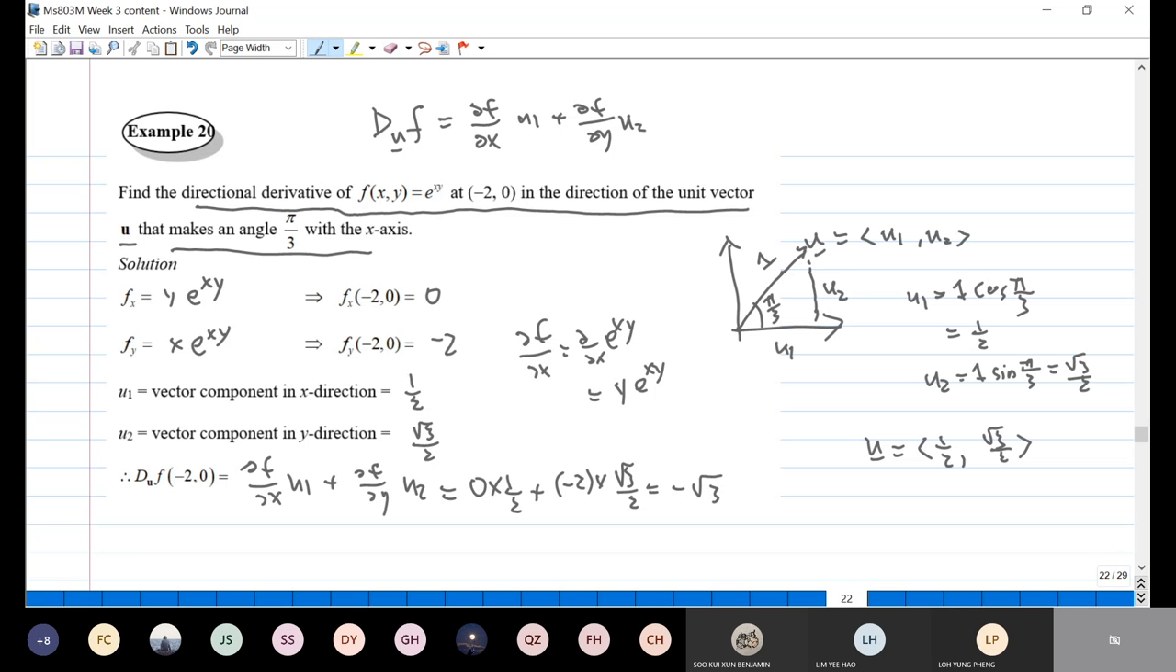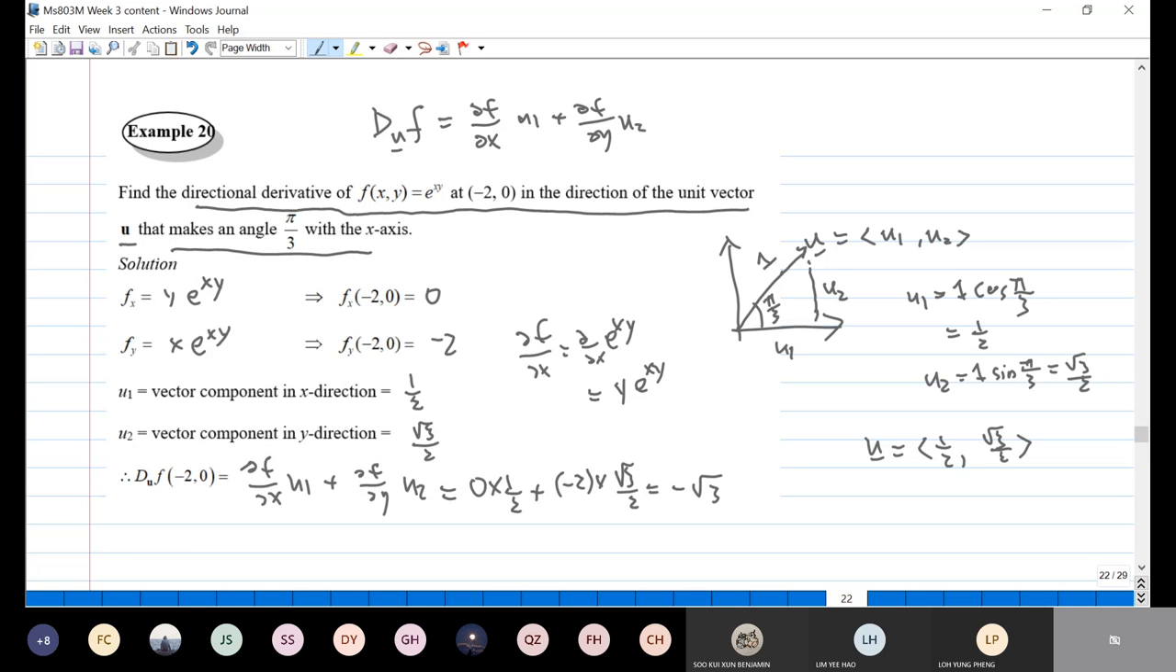Afterward, let's do one more example, then I'll give you a bit of tutorial to work with. Alright, so example 20, finish early, then I move on to example 21.